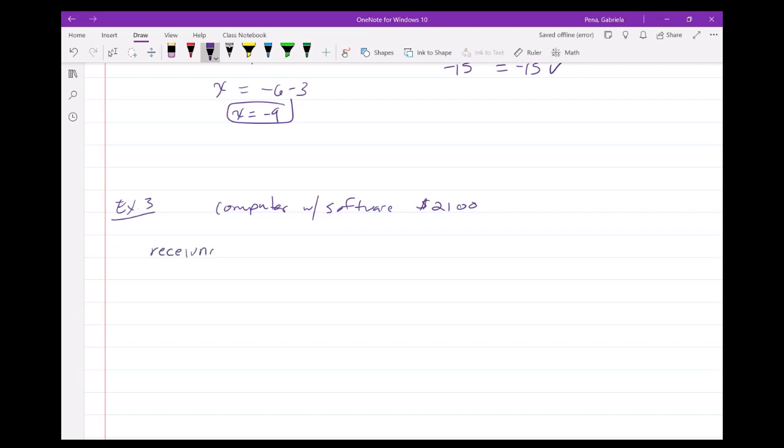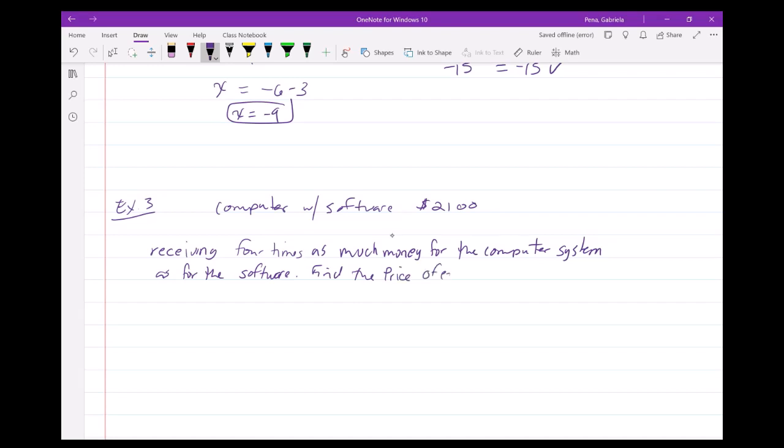Let me write it out in words: receiving 4 times as much money for the computer system as for the software. Find the price of each.